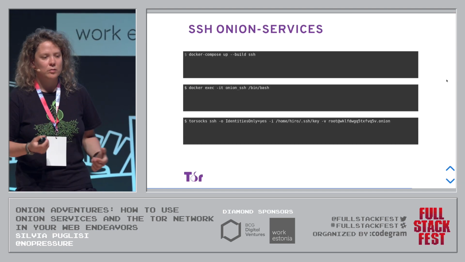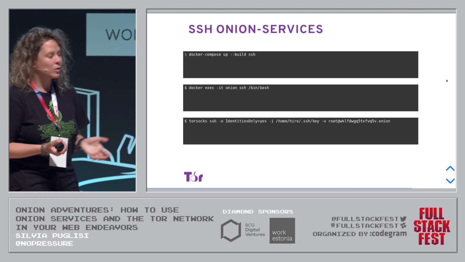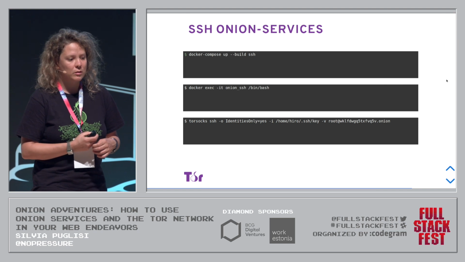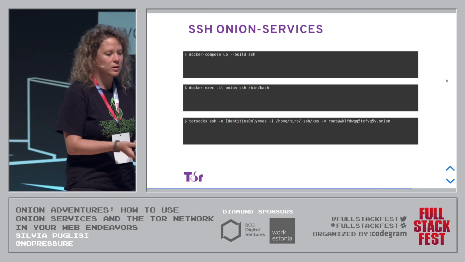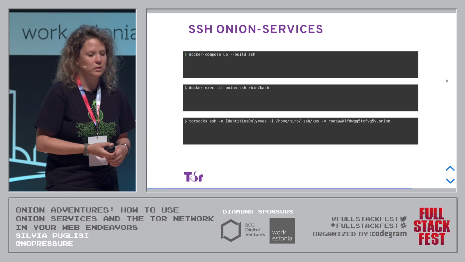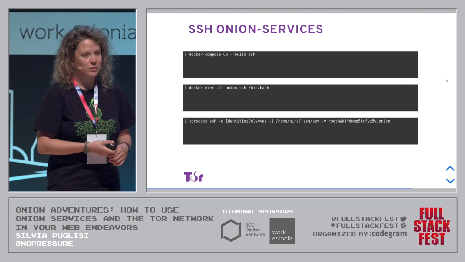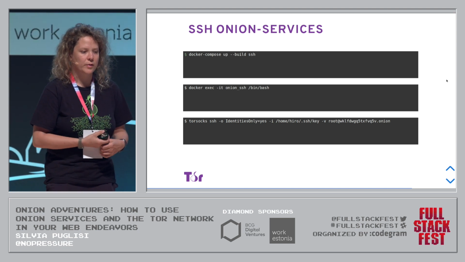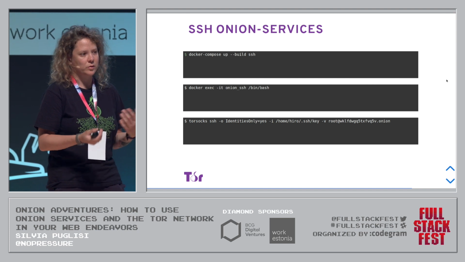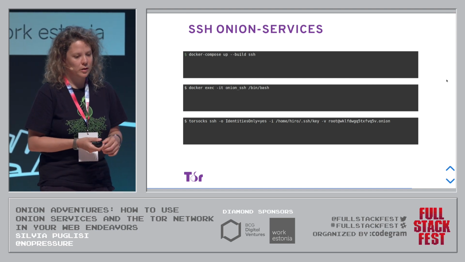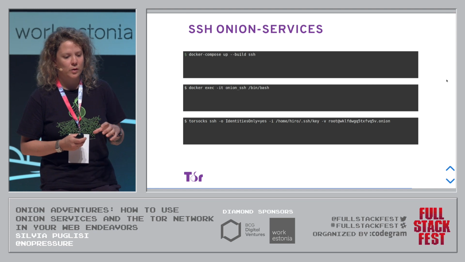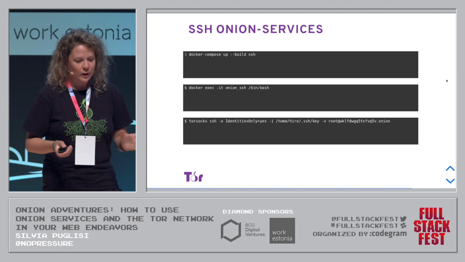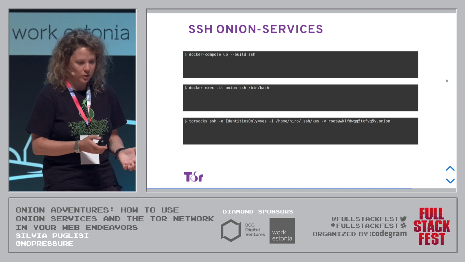So in this case, the idea is that you just could start a Docker container from your machine, and then when you would SSH, you would SSH to the onion address by using Tor socks. This is another thing. Tor socks is a wrapper that is provided when you download or install Tor. And basically what it does is routing your traffic through socks 5 and using Tor.